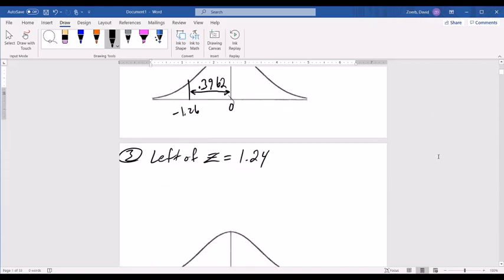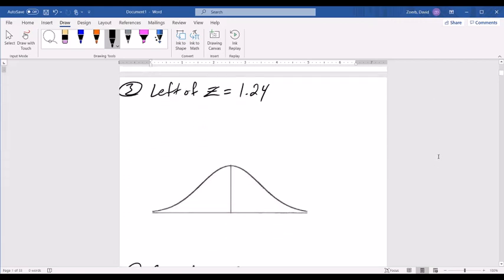Okay, so now let's do the next one. This just says to the left of 1.24. So I'm going to need to put 0 here in the middle. 1.24 would be somewhere to the right. Double arrows always from 0 to the z-score. And what I need to look up is 1.24 on my table. So 1.2, go over to 0.04, which is 1.24, so it's 0.3925.